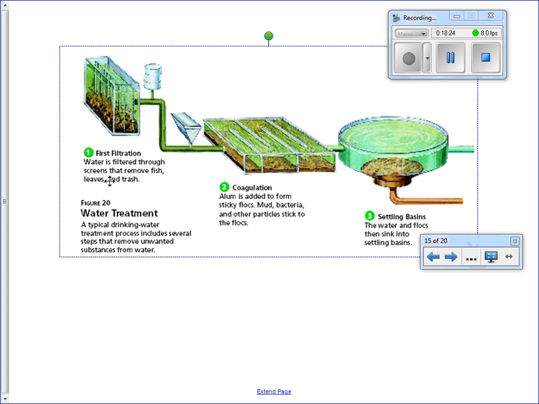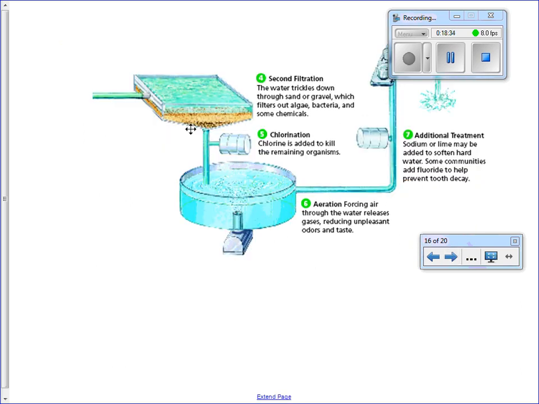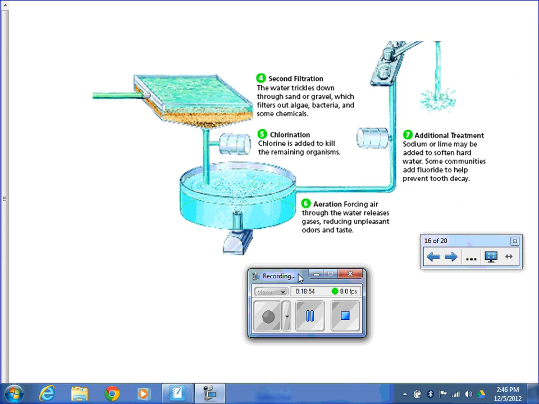So first filtration, then you treat it with these absorbent type materials that stuff sticks to and let that nasty stuff settle out. Then you filter it again, and then you chlorinate it. Chlorine we put in swimming pools, of course, which kills bacteria. You have to have chlorine in the swimming pools because everybody's bathing. You've got bacteria on your skin, and little kids pee in the pool. So you have the chlorine to kill all that bacteria.